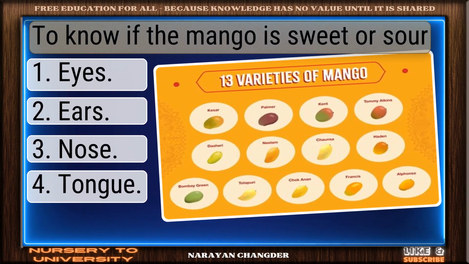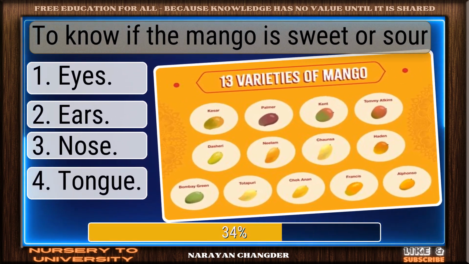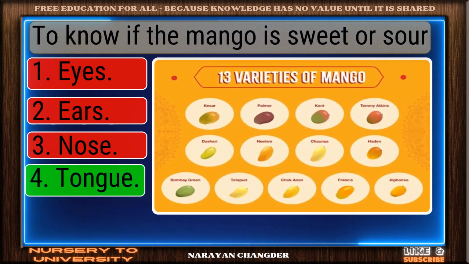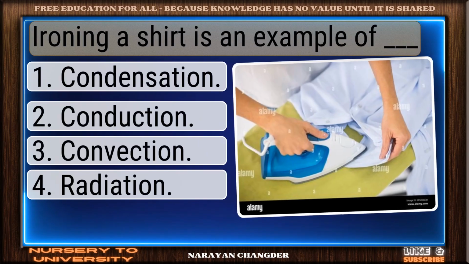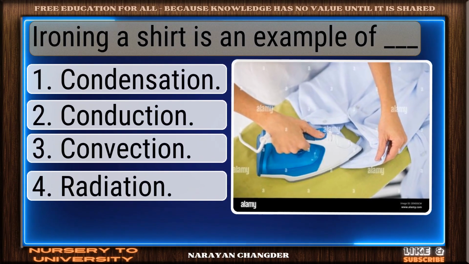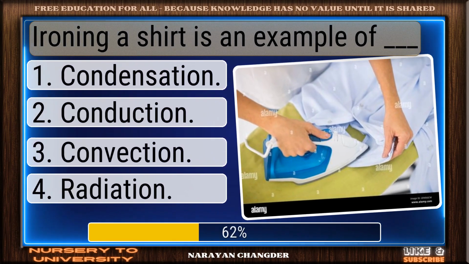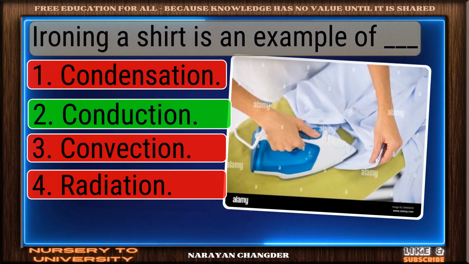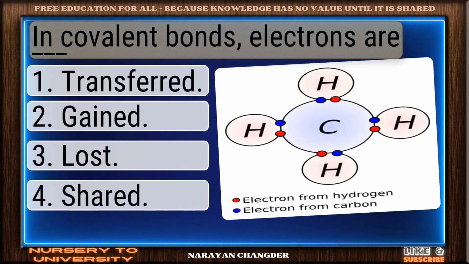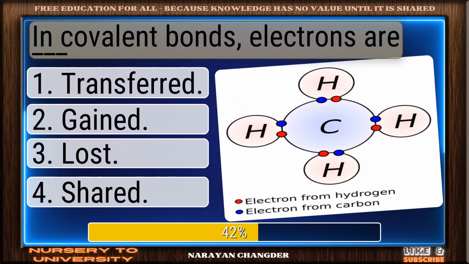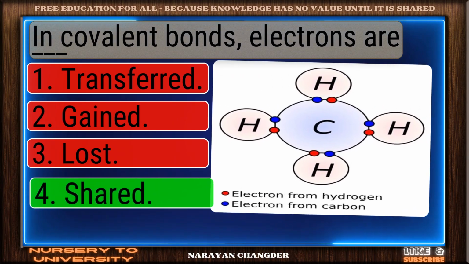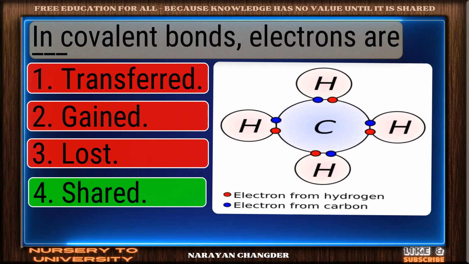To know if the mango is sweet or sour. Perfect. Tongue is the correct choice. Ironing a shirt is an example of dash. Well done. Conduction is the right choice. In covalent bonds, electrons are dash. Nicely done. Shared is a solid answer.